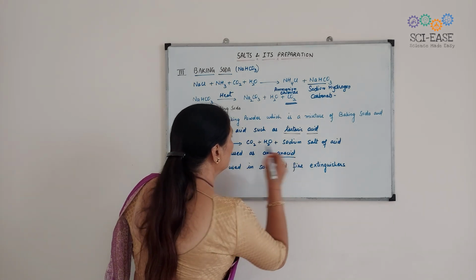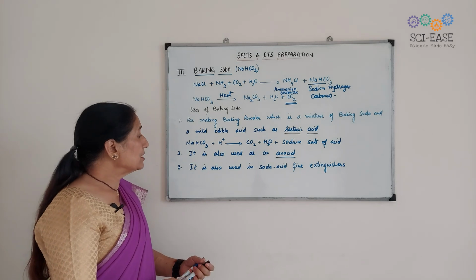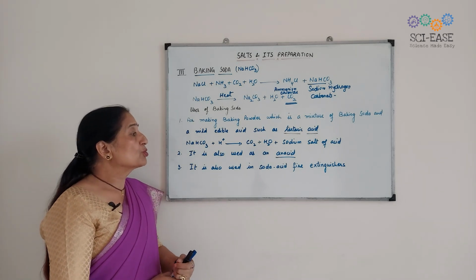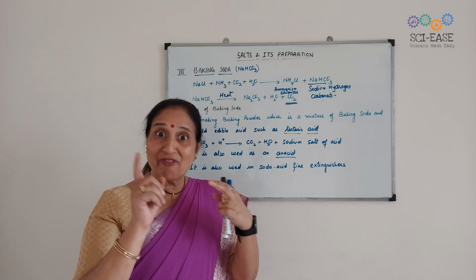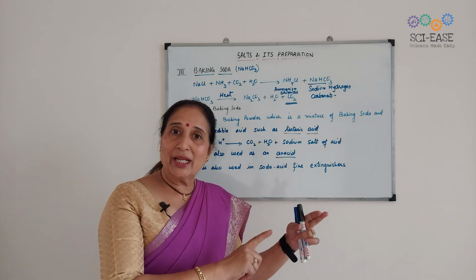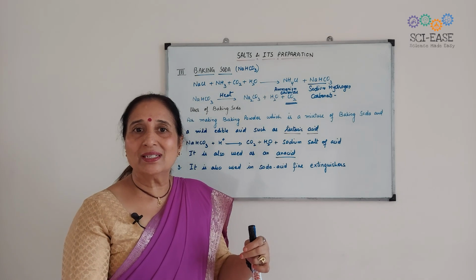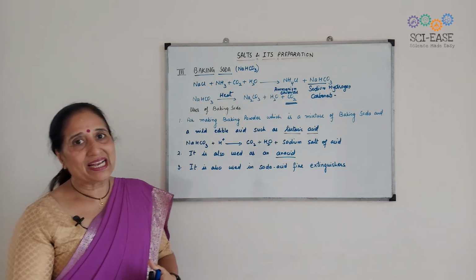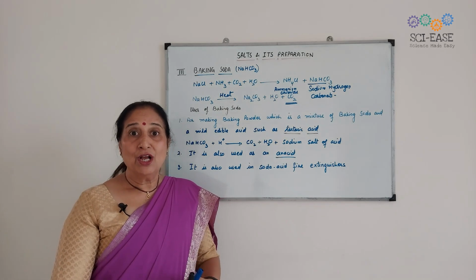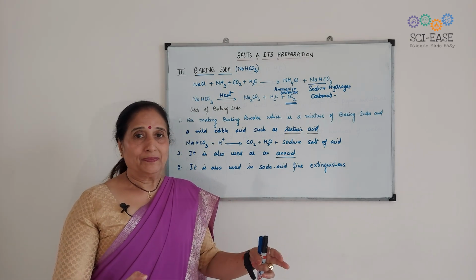Now, the third use of baking soda is that it is also used in soda acid fire extinguishers. In fire extinguishers, sodium hydrogen carbonate is used. We open the nozzle and then carbon dioxide is released, which will extinguish the fire. So this is all about the baking soda.